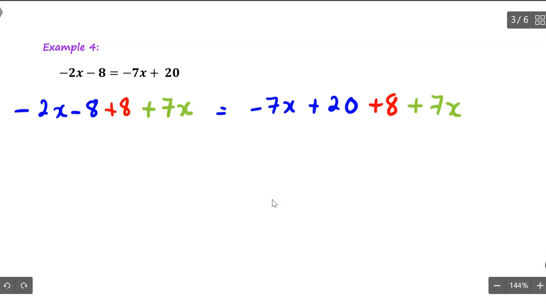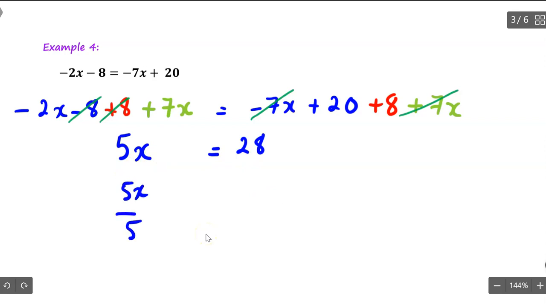So now you see that cancels out, that and that cancel out. So in the end, I have 5x on this side. In the end here, I should have 28. Okay, so negative 2 plus 7 will give me positive 5. Now I divide both sides by 5.